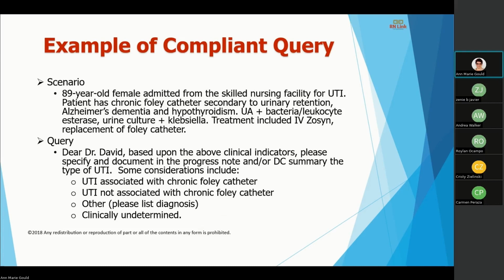So the query that we have would be compliant because look, what we're doing is giving choices, right? Dear Dr. David, based upon the above clinical indicators, please specify and document in the progress notes and/or discharge summary the type of UTI. Some considerations include: UTI associated with chronic Foley catheter, UTI not associated with chronic Foley catheter, other, or clinically undetermined. Like I said, with the clinically undetermined, you need them on the POAs. Sometimes you may want to add them on other query templates. It's up to the organization's policies and procedures. Okay?